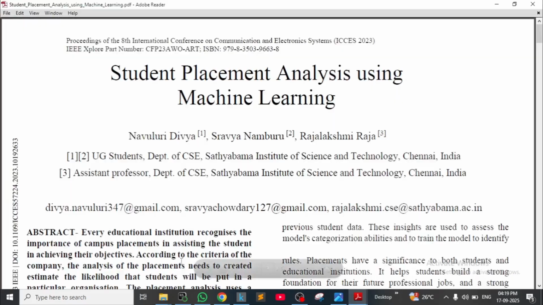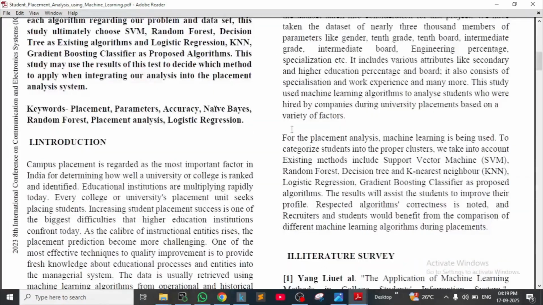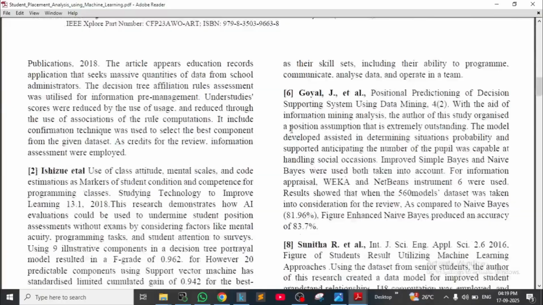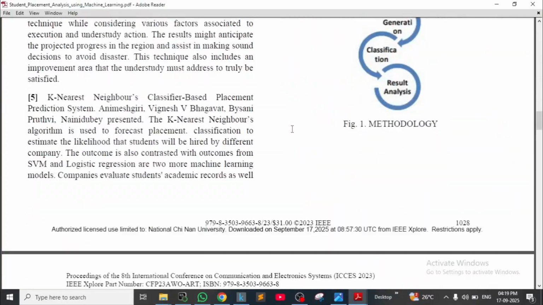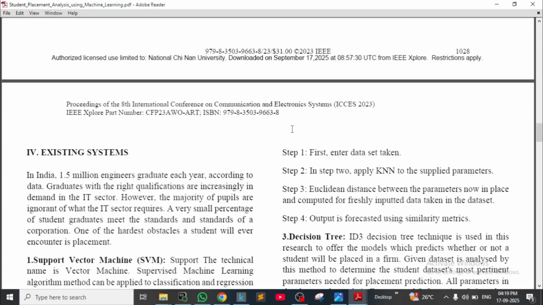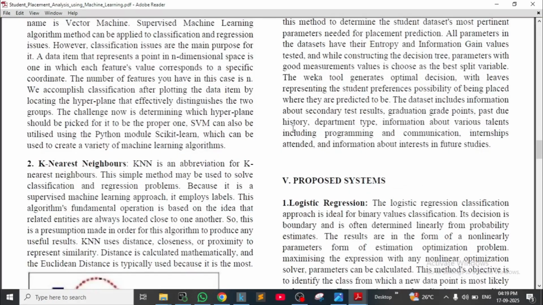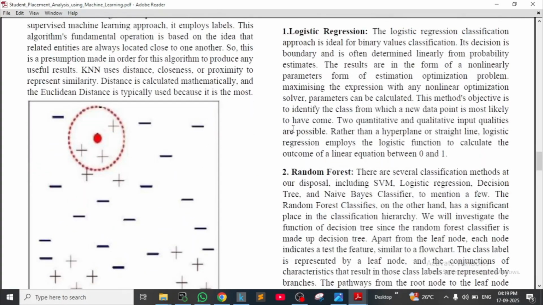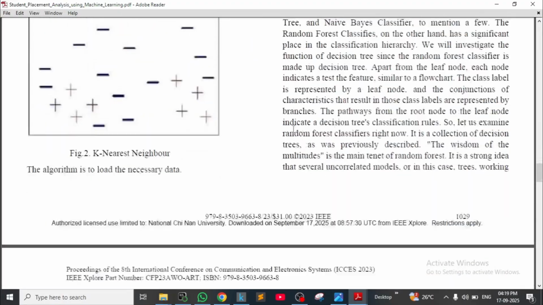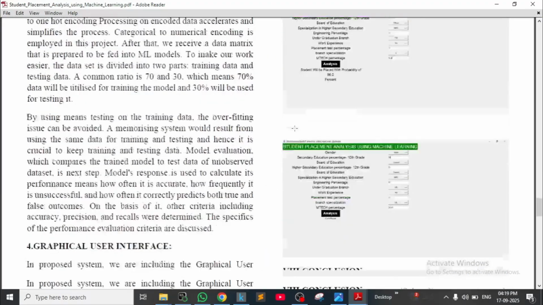The first one is student placement analyzing using machine learning. See how this research paper looks. Introduction, literature survey, everything they have mentioned, methodology, and existing systems: support vector machine, k nearest neighbors (KNN), proposed system, logistic regression, random forest. They have also given the system architecture.